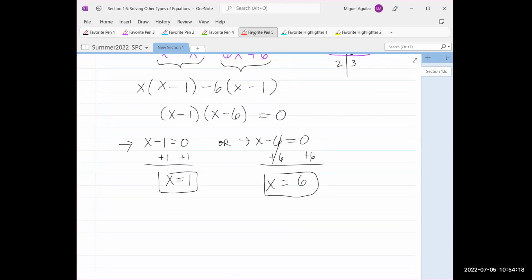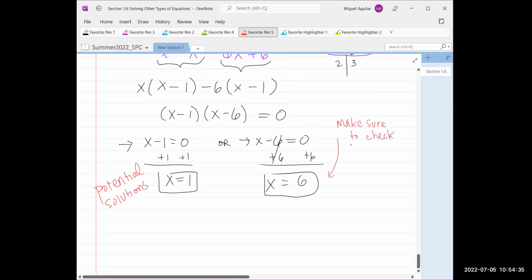But wait, these are potential solutions. Now the reason why I'm calling them potential solutions is because we do need to make sure you check. Make sure to check the solutions for radical equations, because they may be false solutions. What do I mean by that? Just because we have two solutions doesn't mean that both of them are going to be valid.